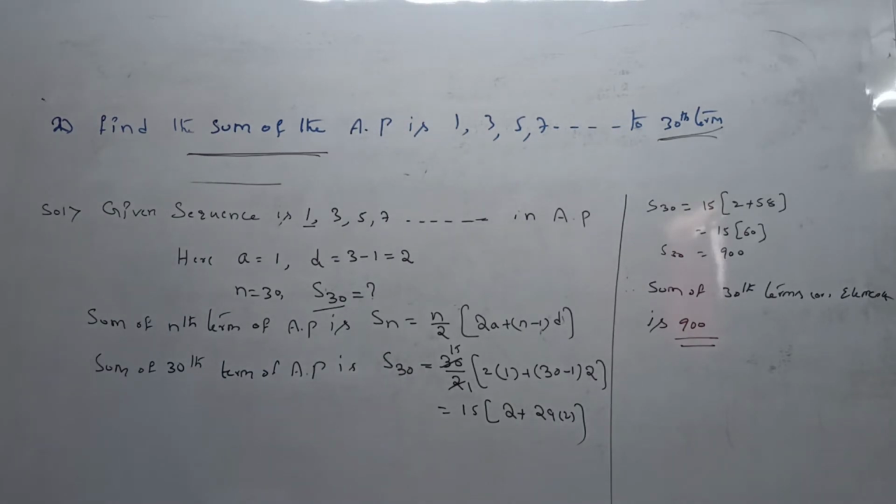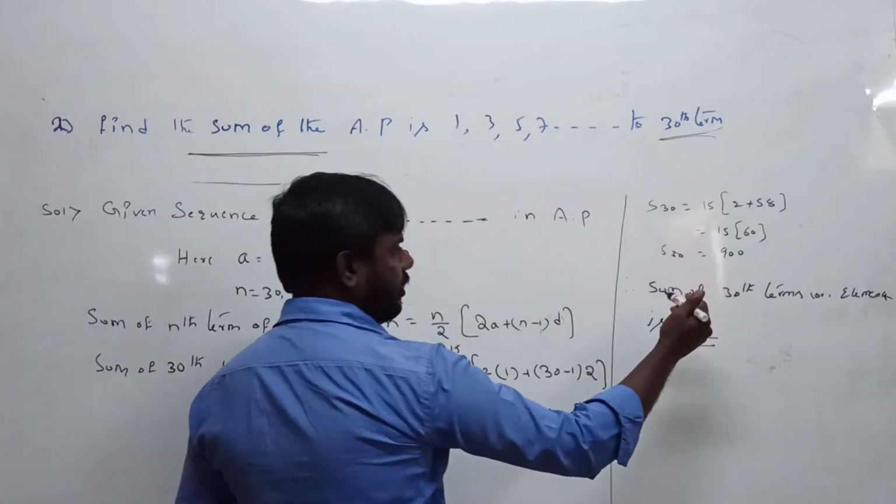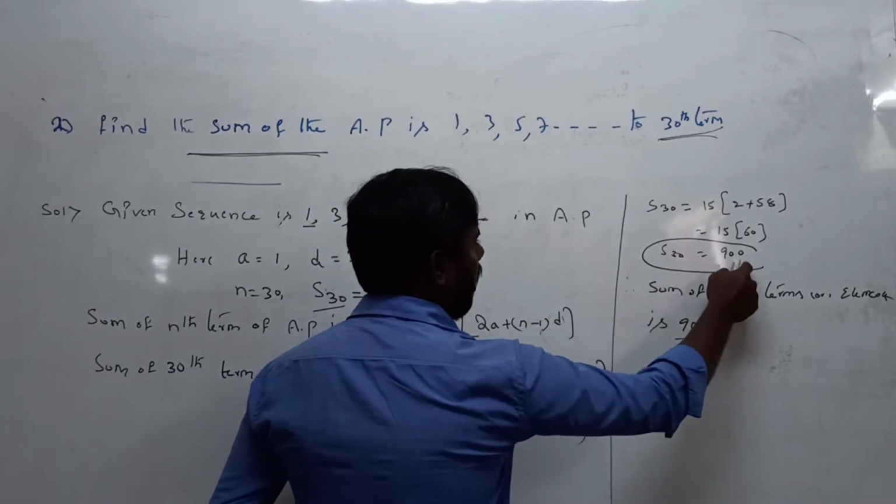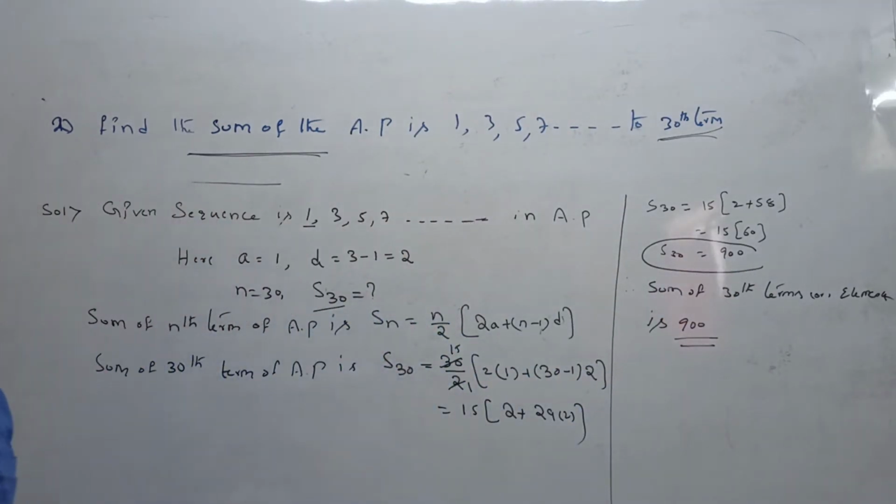Now we are substituting the a value, n value, and d value. After substituting all the values, finally the sum of the 13th element value is 900. So it is clear. Don't you understand?